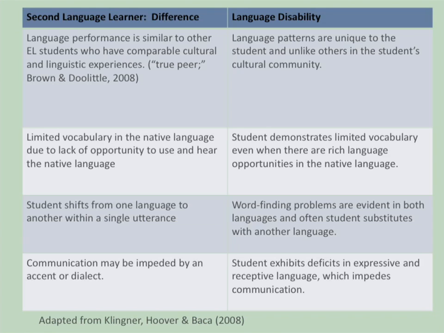The bottom column here, the bottom square: communication may be impeded by an accent or dialect. That's going to be across any English learner. But for those with language disabilities, we'll see different kinds of deficits where it's beyond accent or dialect, and there's real difficulty in both expressing language and or understanding language that interferes with communication.